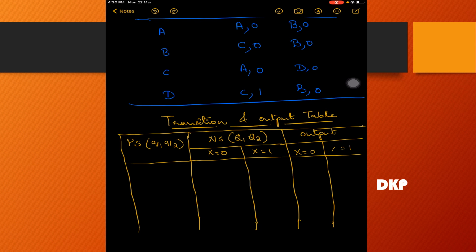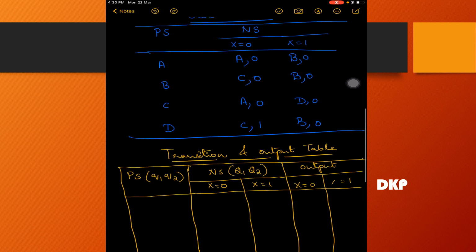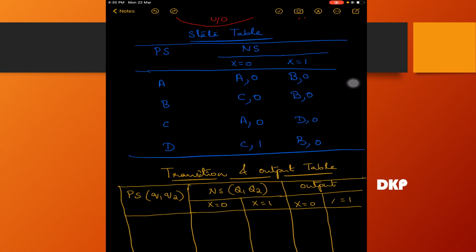Now the next step is step 4, reduce standard form state table. Here you don't have any redundant terms, so no need to do anything. You can move on to the next step. Next step is state assignment and transition and output table. So you have to write the transition and output table from this state table.